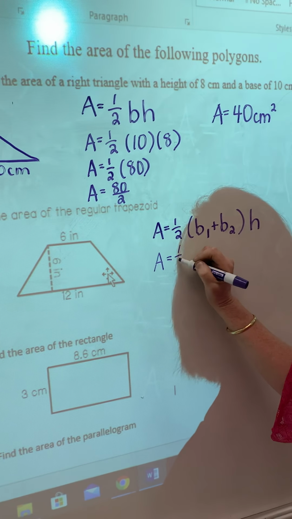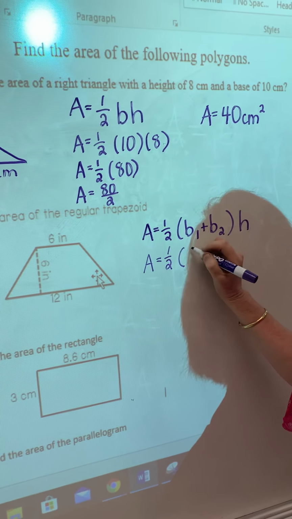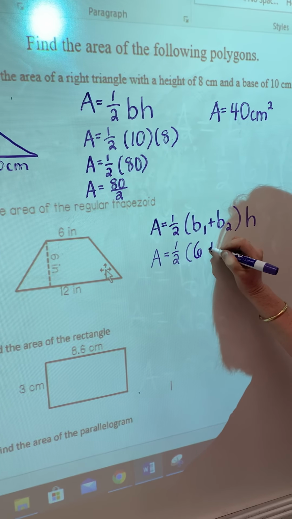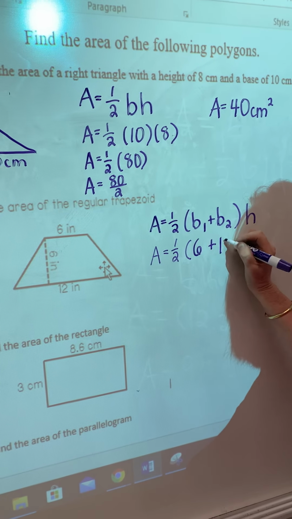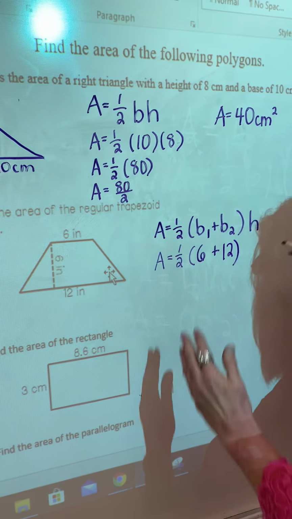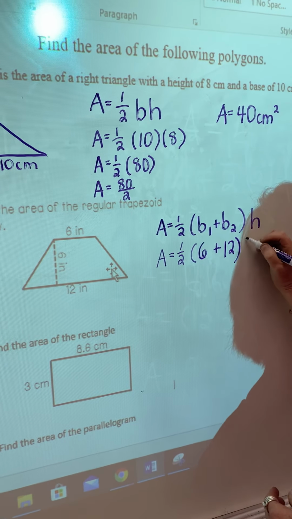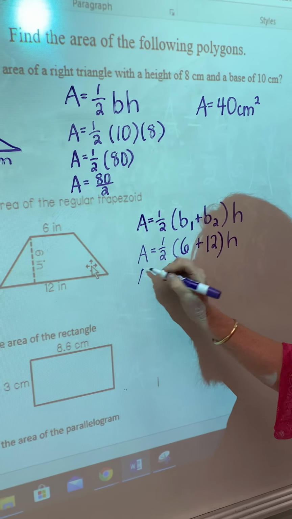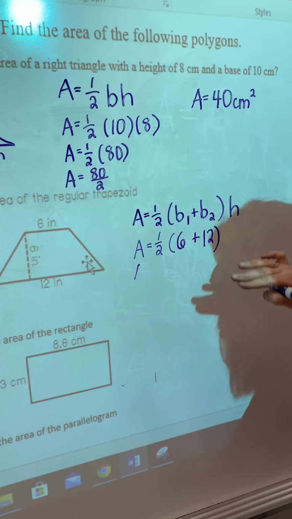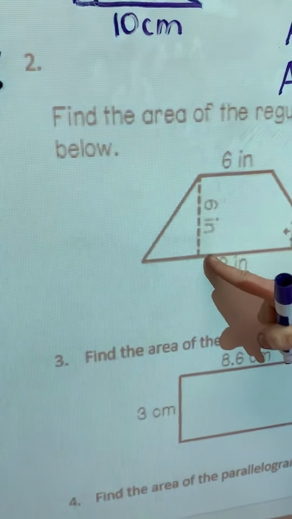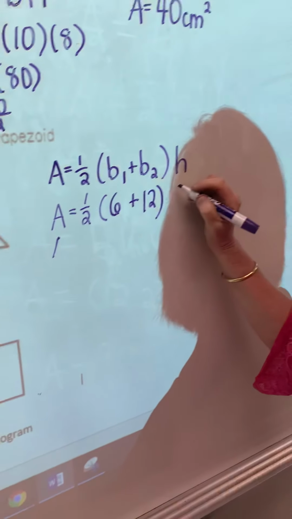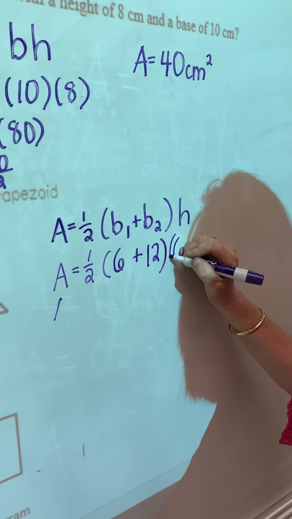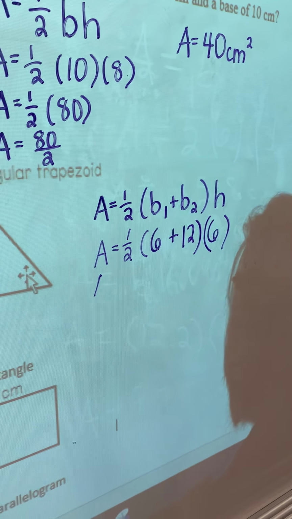Area is equal to 1/2. I'm going to say base 1 is 6 inches plus base 2 is 12 inches. And then I put that in parentheses, and then that will be multiplied by the height. So now it's time to plug in my values. Remember step 3. My height is going to be the straight vertical line, which is the 6 inches. And let me put that in parentheses too, so we kind of keep it separated.